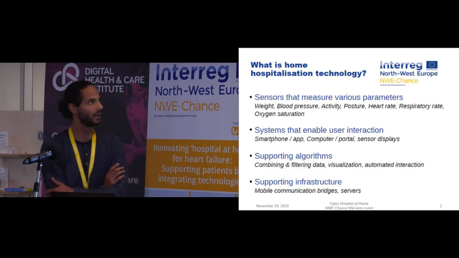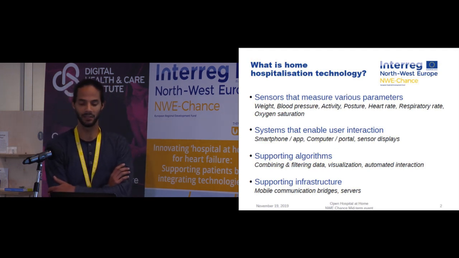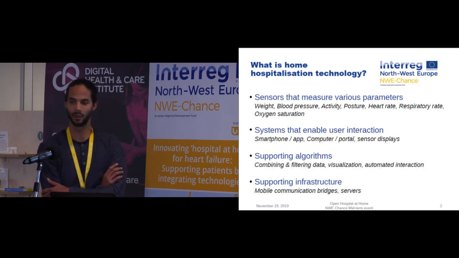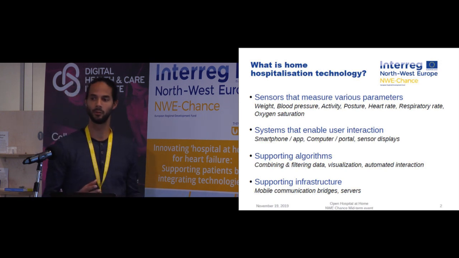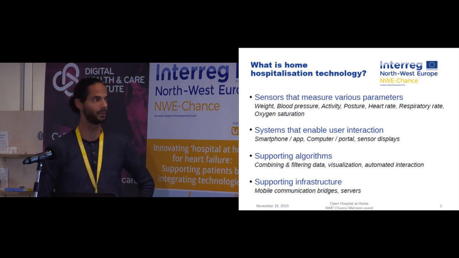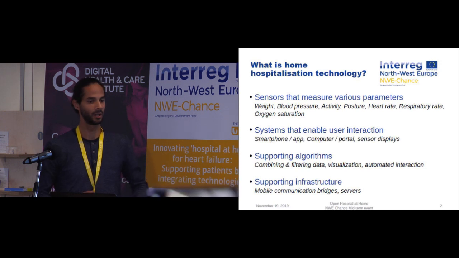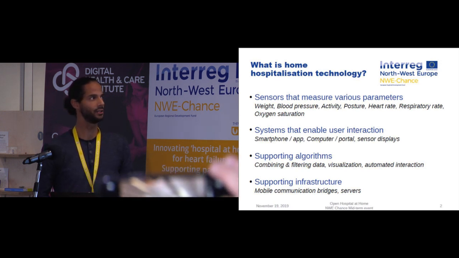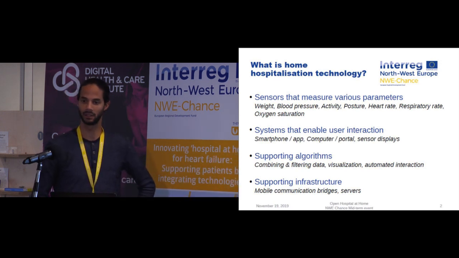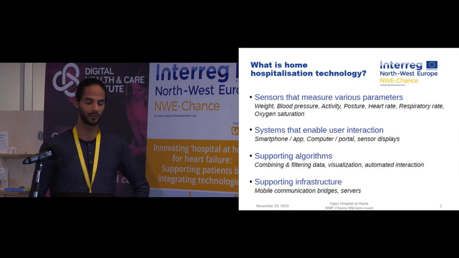So before we start, it's good to get on the same page. What do we mean with home hospitalization technology? What happens when you have a patient who is at home and no longer within the walls of the hospital is that there's a certain distance there. As we saw in Ed's presentation, a lot of things change, and you need to take care and guarantee a lot of things also in the patient's home.